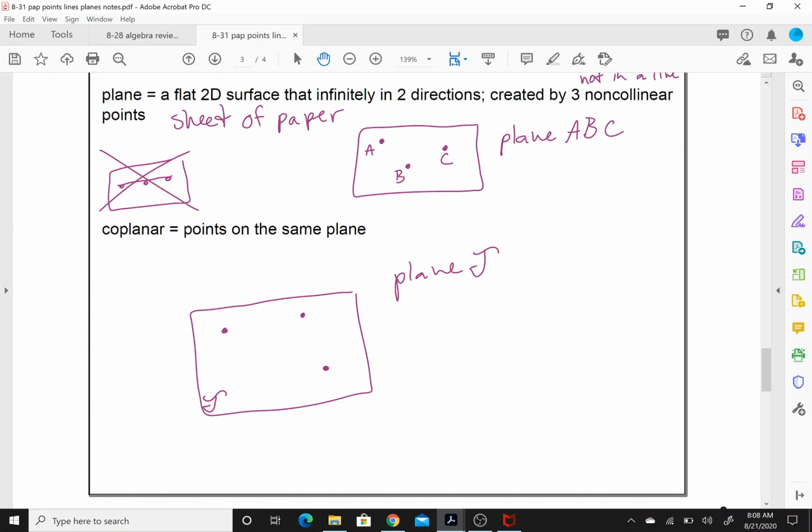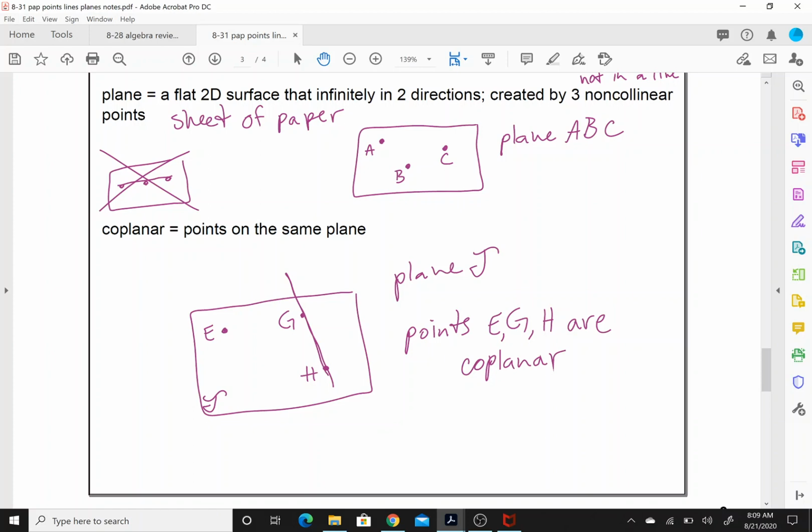They could be points in a line, okay? Because you can have a line that's laying on the plane. Like think about the road, the stripes on the road, those are lines. Or you could just have points randomly scattered here. So we can have E, G, H. So points E, G, and H are coplanar.